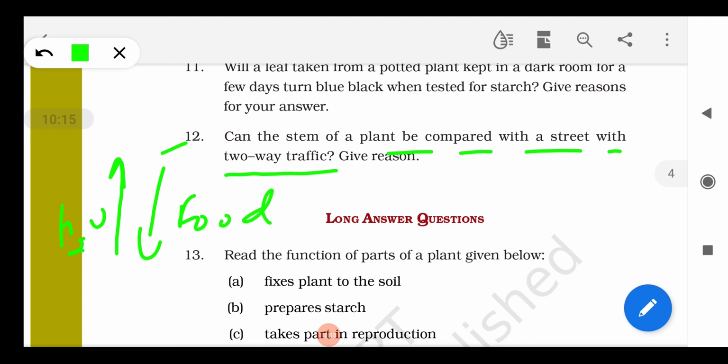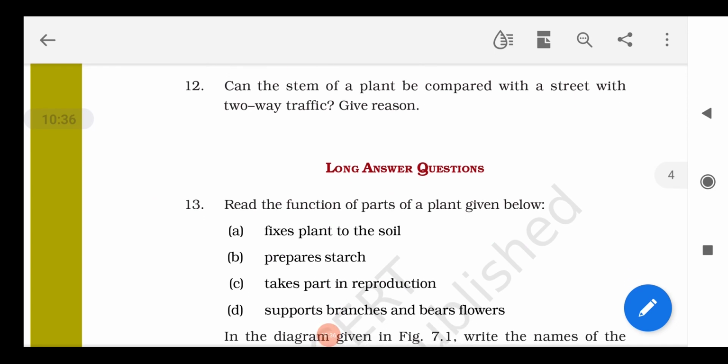Okay, the stem transports water and mineral from roots to leaves and other plant parts, and food is prepared by leaves. It travels through stem to different parts of plant and toward the root in downward direction.